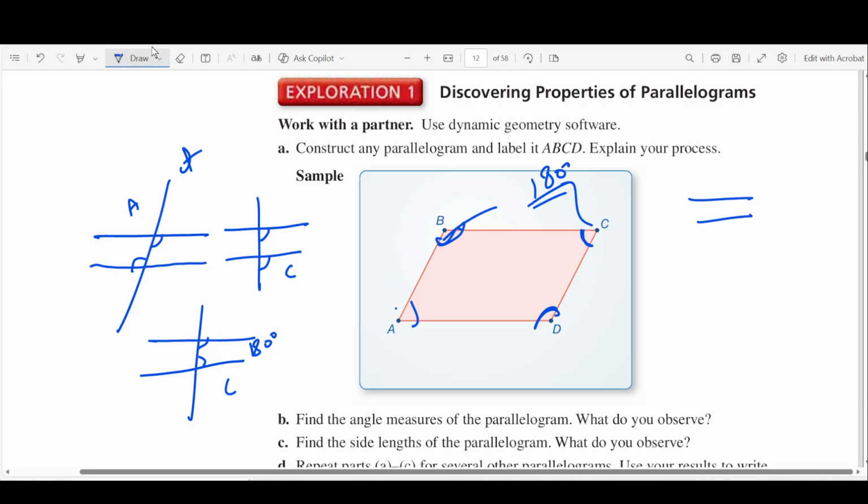So these properties can be applied here, and we will be applying them to find angles. Because here the opposite sides are parallel, if these two sides are parallel, you can consider these two sides as transversal in a parallelogram.